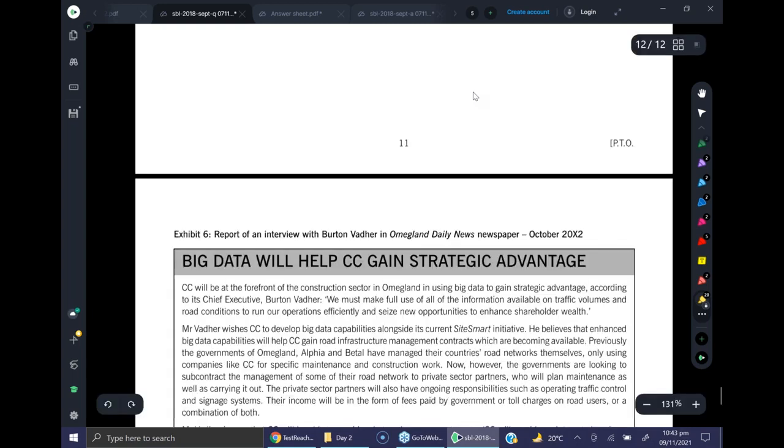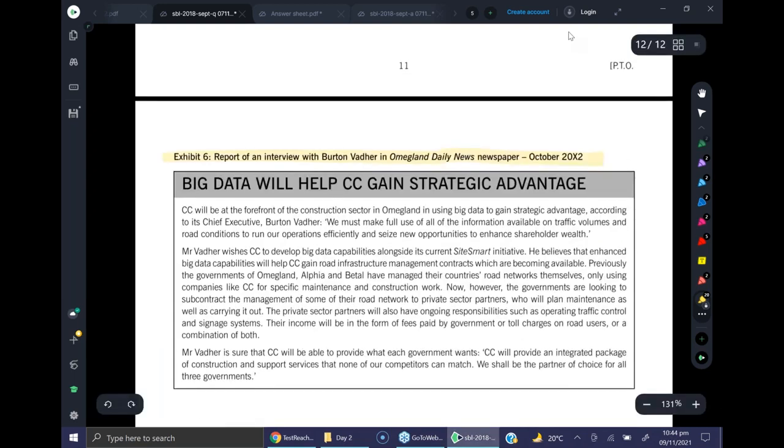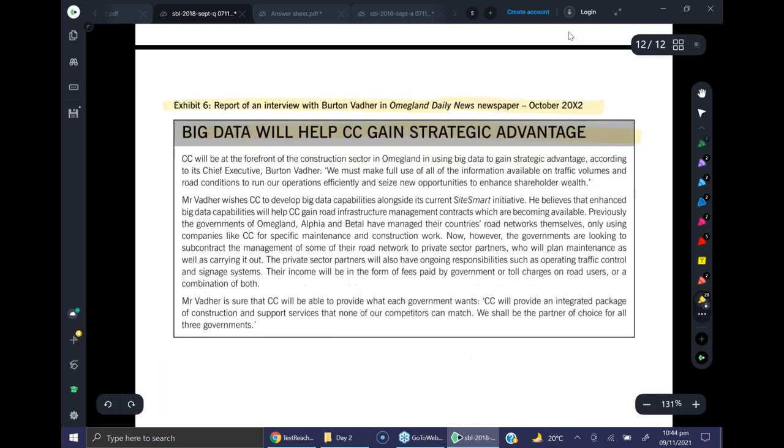Exhibit 6. Exhibit 6 is report of an interview with Burton Vader in Omegland Daily News paper. Just a second, guys. So it says big data will help CC gain strategic advantage. Now this one is for the last requirement where you have to prepare the slides. So CC will be at the forefront of the construction sector in Omegland in using big data to gain strategic advantage, according to its chief executive.